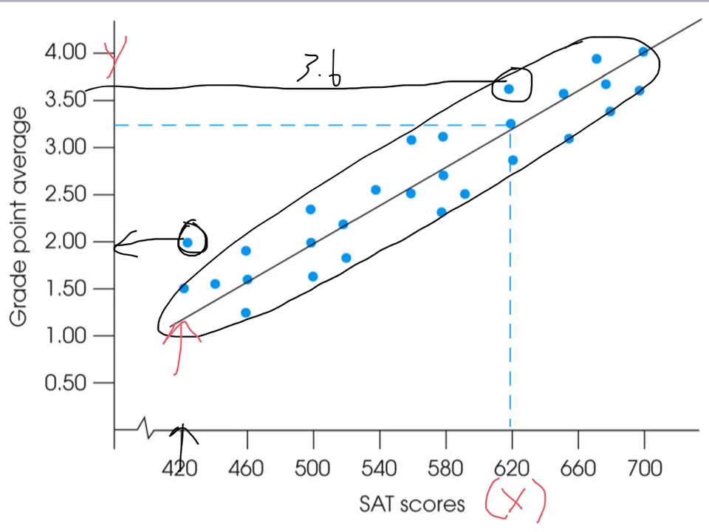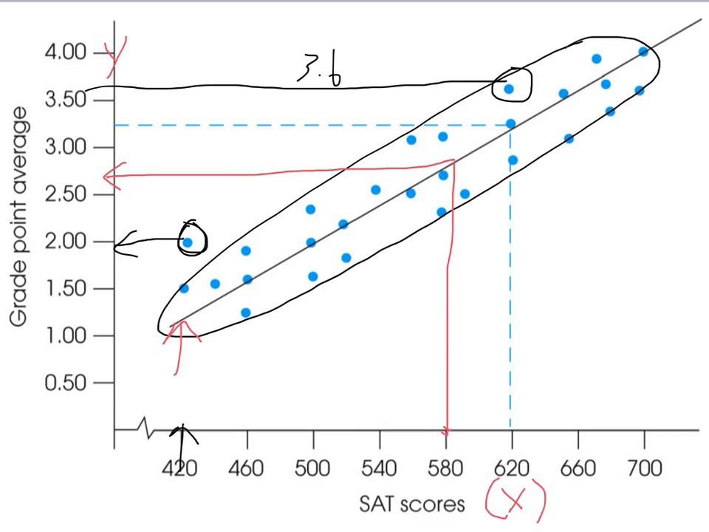If we know, for example, that someone has an SAT score of 580, then if we go up to the regression line and go directly over to the y-axis, we're predicting that this person will get a grade point average of about 2.75.